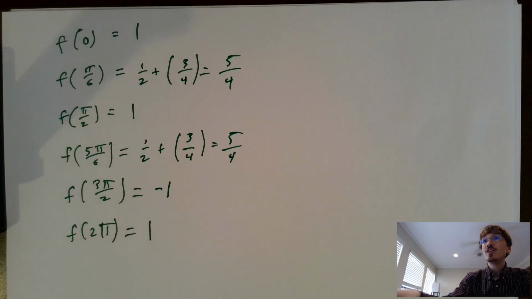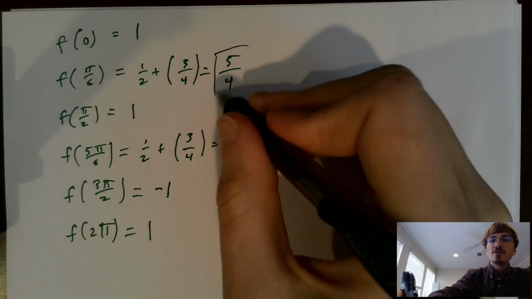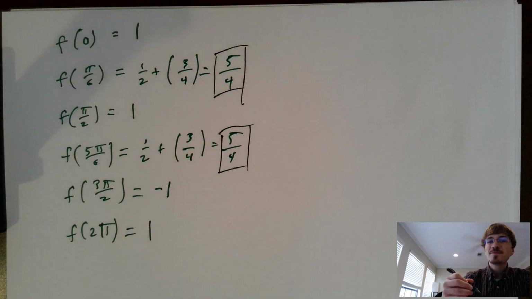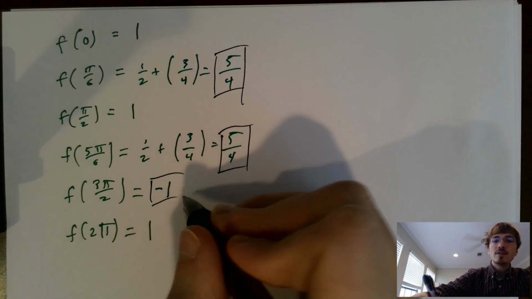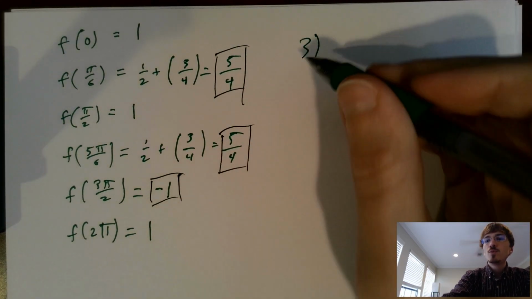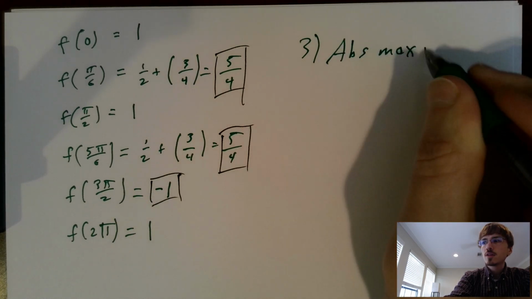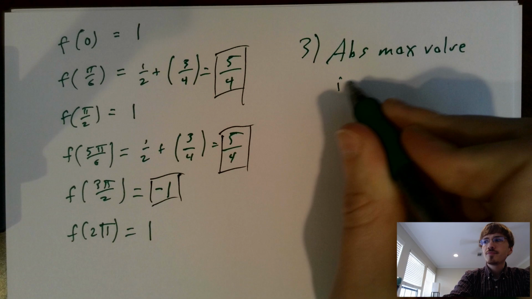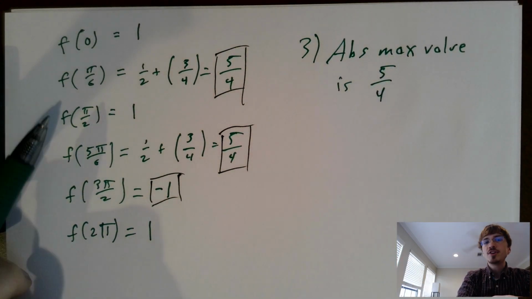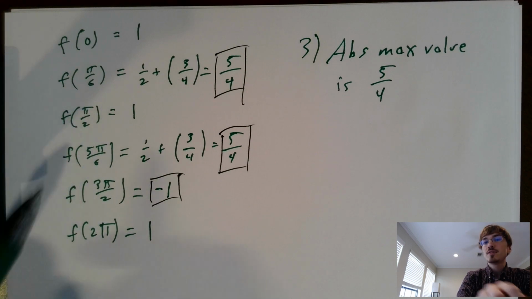So what's the largest value that you see? I see that 5 over 4 is hit twice at 2 different points. And I see that negative 1 is also attained. So what is the absolute maximum value? It's 5/4, and this occurs twice on the function. It occurs at pi over 6, and it occurs at 5 pi over 6.